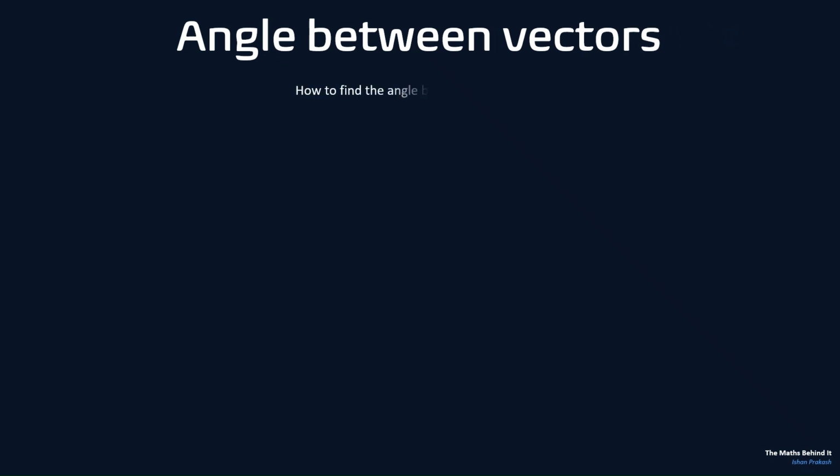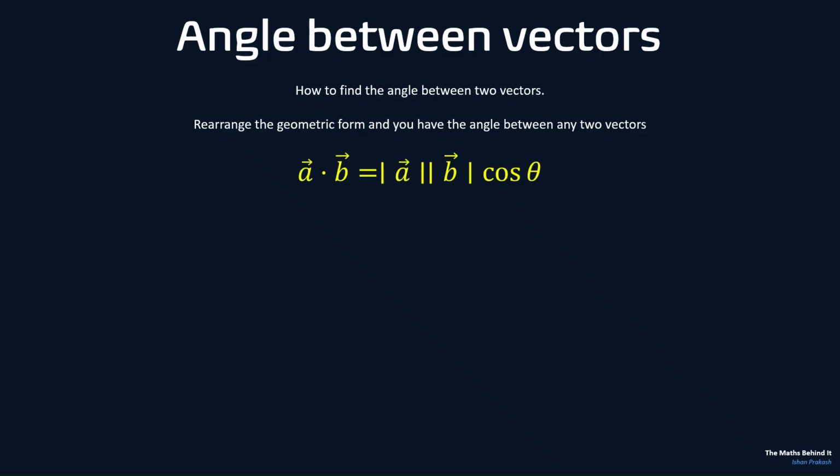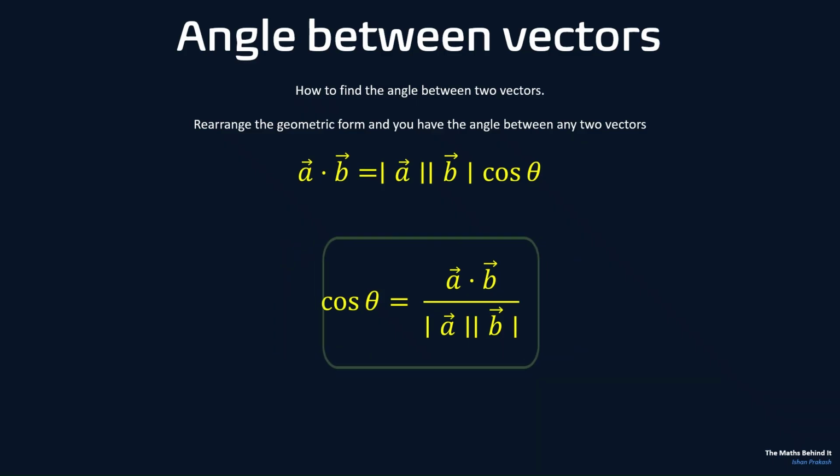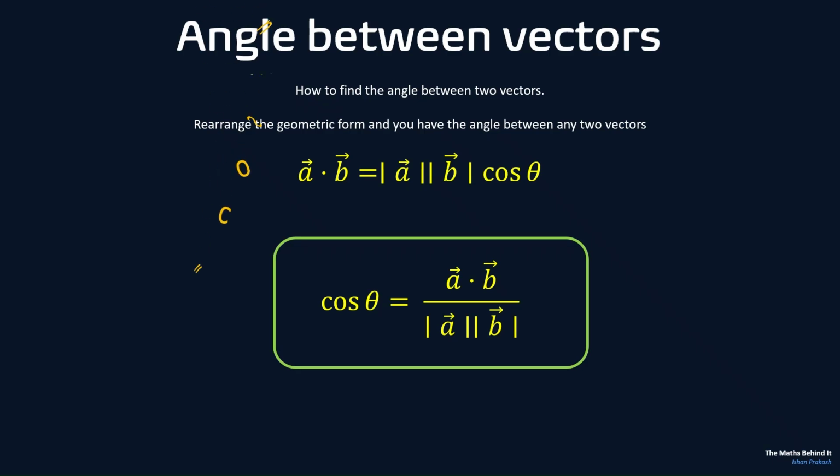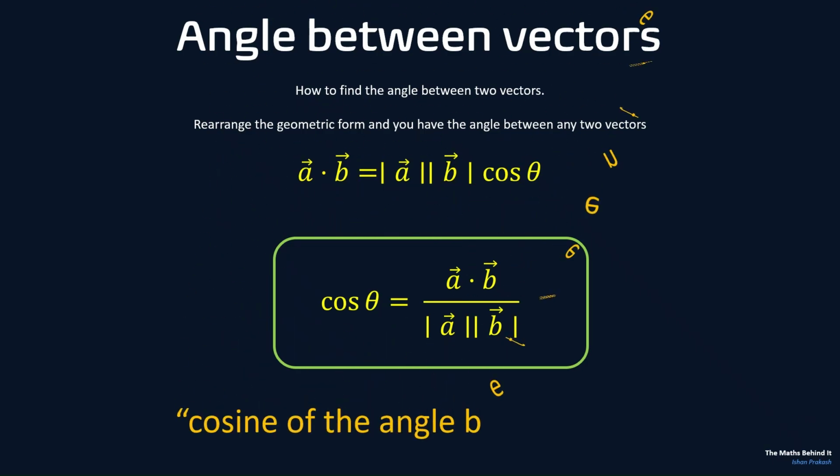This is why further maths actually teaches the dot product. Rearrange the geometric form and you have a formula for the cosine of the angle between any two vectors, straight from their components. Hold that idea, cosine of the angle between them, in your head. We're about to use it for something much weirder than finding angles.